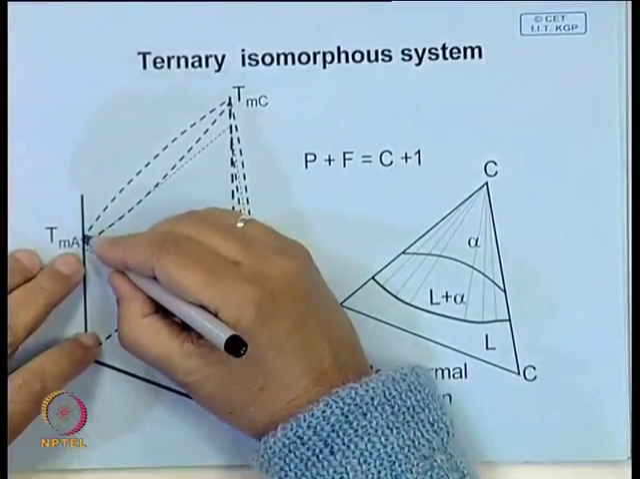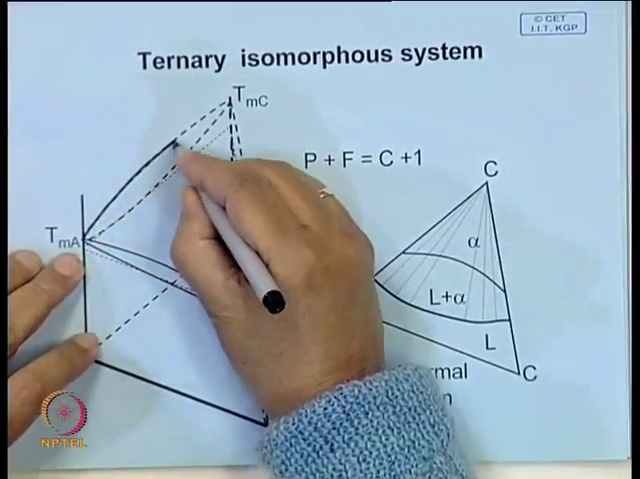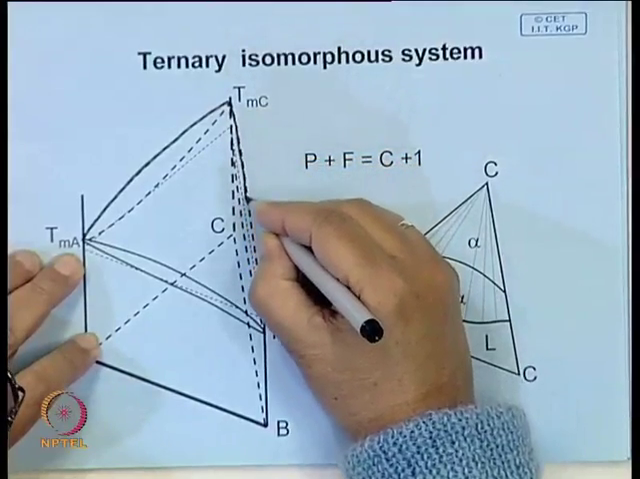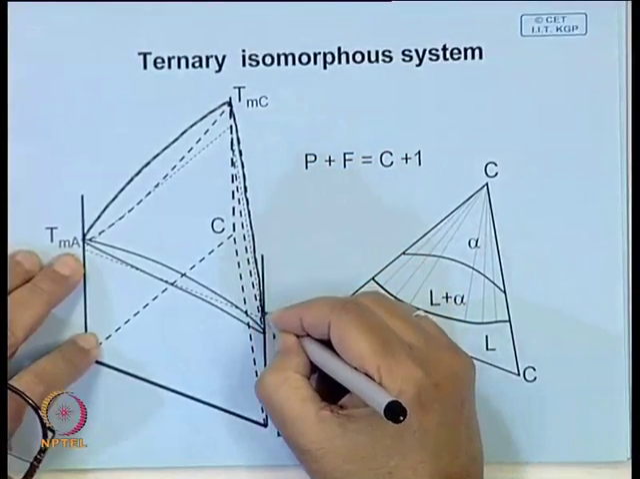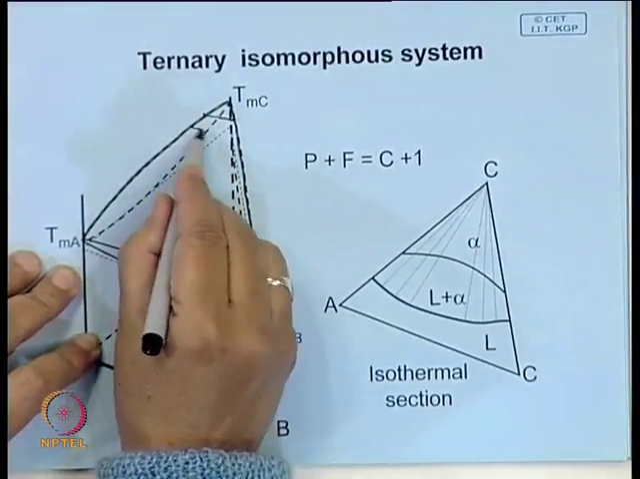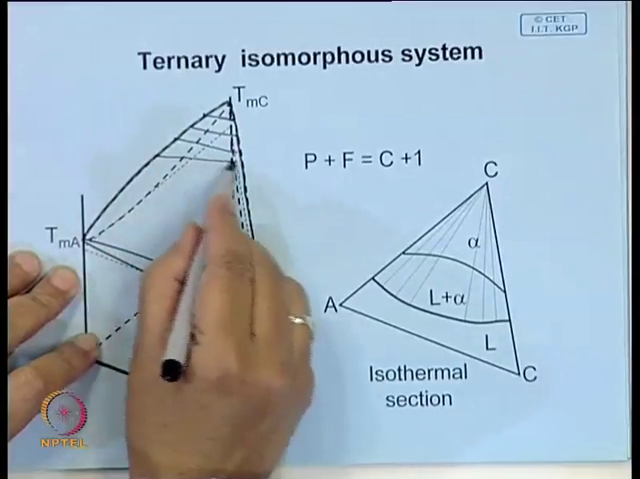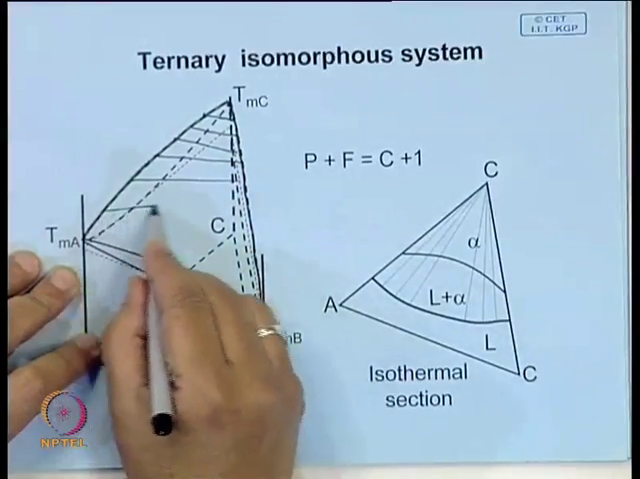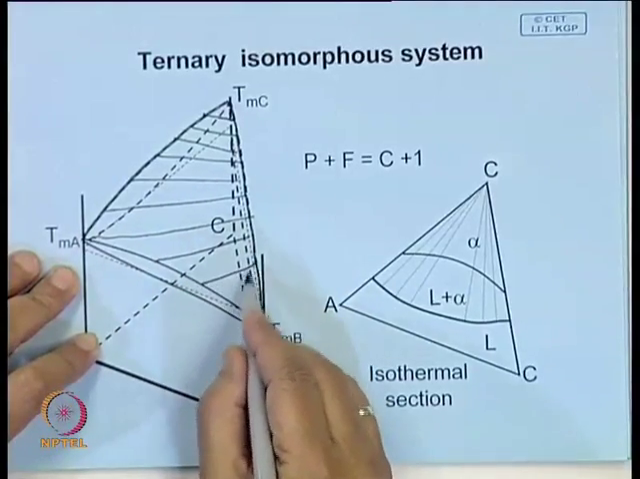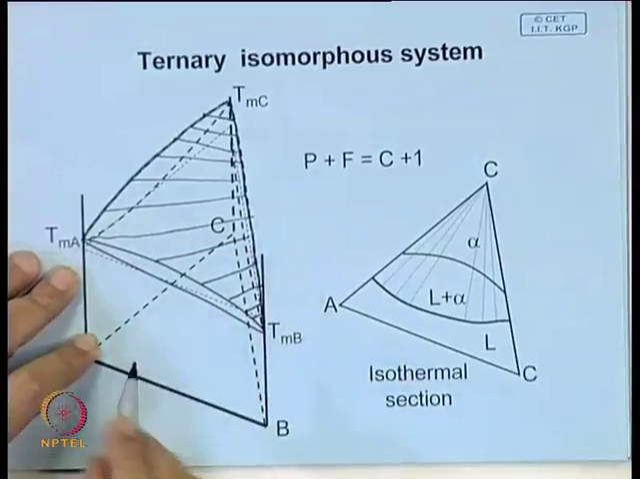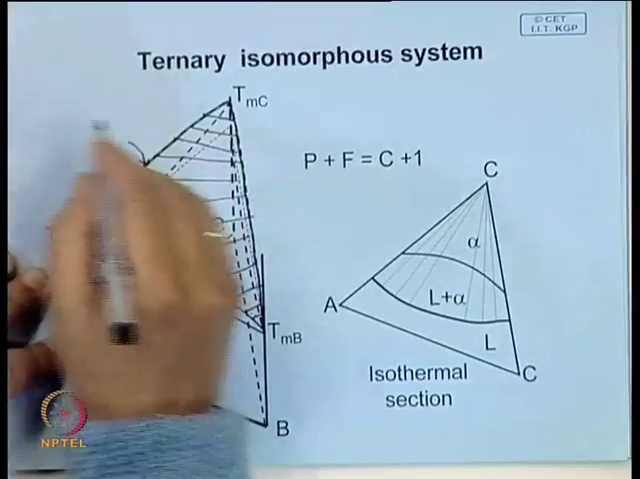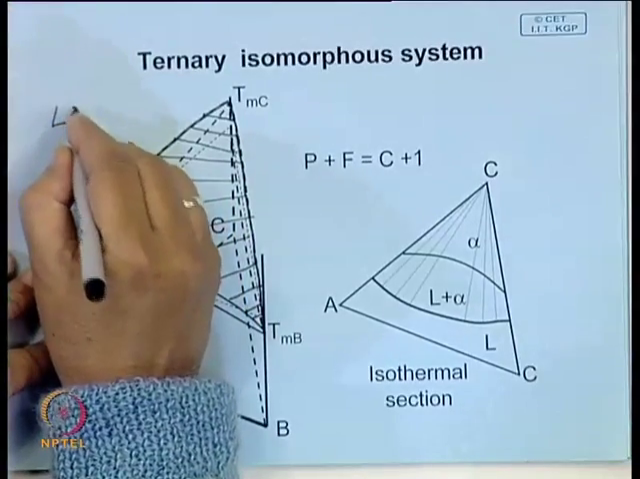Now, if you do this folding, this is the top surface, which is drawn by a firm line. Whatever lines you see here are, let us say, different isotherms. So, this top surface represents the liquidus.